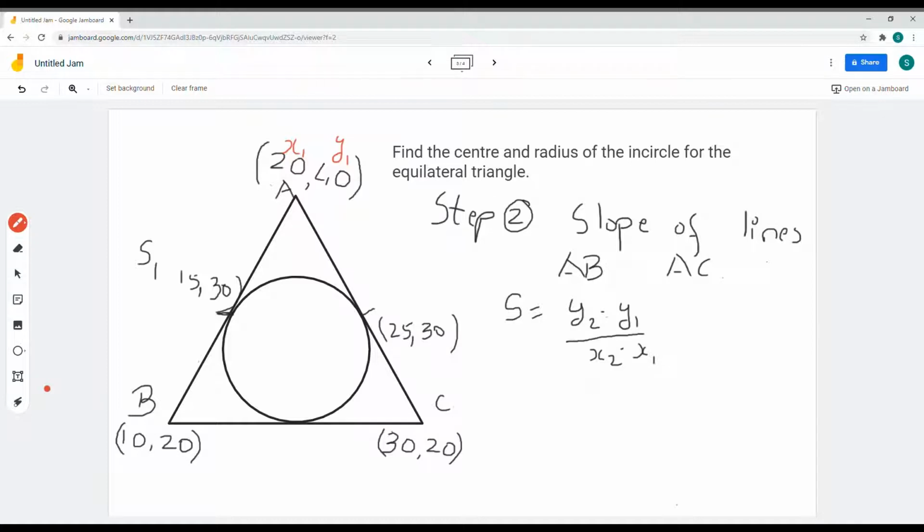So to find out S2, let me put the new variables. This is going to be my x2 and y2. Let me use that in the formula. So my S2 is nothing but 20 minus 40 divided by 30 minus 20. So this is going to give me a negative 20 divided by 10. In other words, my S2 is the opposite, negative 2.